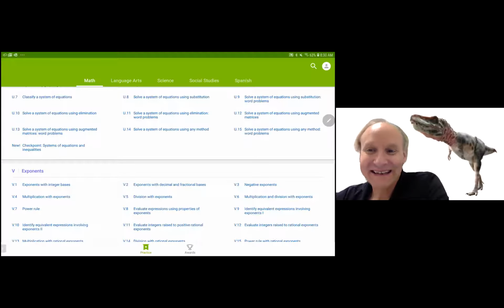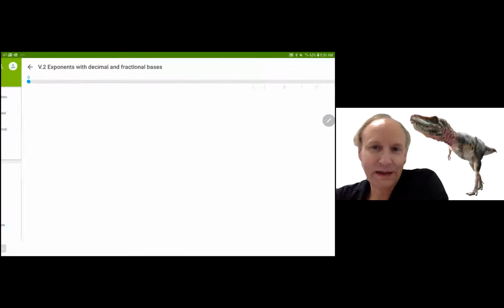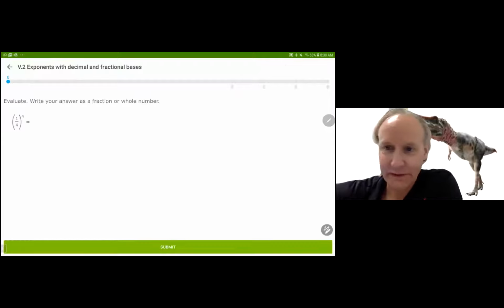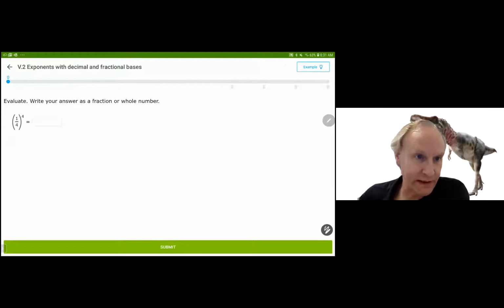Hi, everybody. Back again. This is going to be V2. I didn't preview it, but it's supposed to have fractional and decimal bases. So we'll take a look at the exponents and see how they work out. Hopefully I won't need a calculator, but you might want to have a nice little dollar store calculator handy.